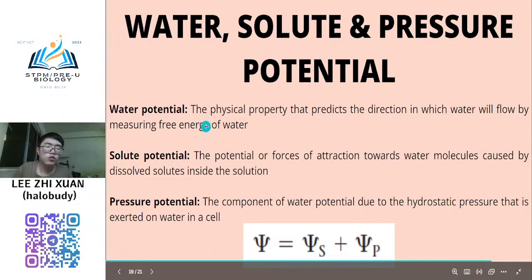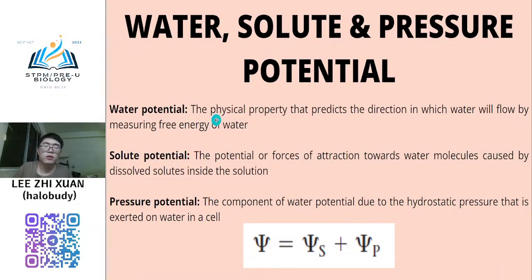So, water potential. If you want it easy to understand, you can imagine that it is like the water concentration, water content. It is the physical property that predicts the direction in which water will flow by measuring the free energy of the water. You can imagine it is like the water content, because it can predict the direction of the water when compared between the cells.